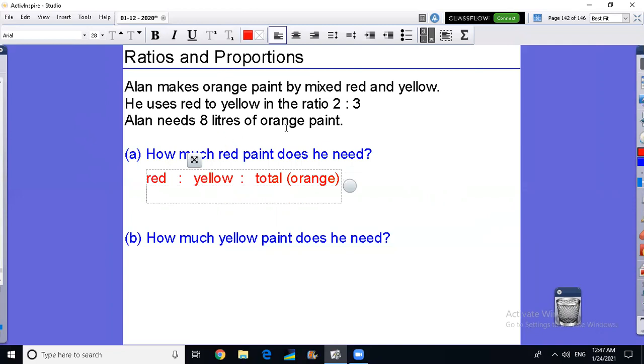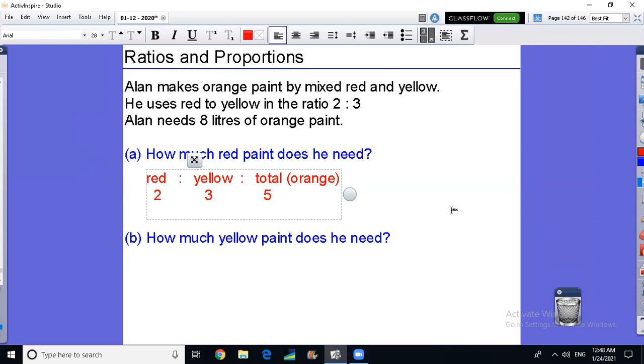This is what the question actually says. It's not something that's only in my knowledge. Of course, you should know that red, when added to yellow, becomes orange. But even if you don't know this, it's mentioned in the question. He uses red to yellow in the ratio of 2 to 3. So red to yellow, 2 to 3. The total is 5, so it makes 5 liters of orange paint.